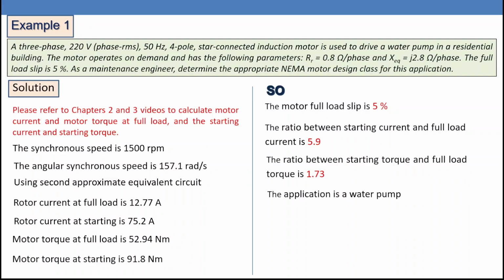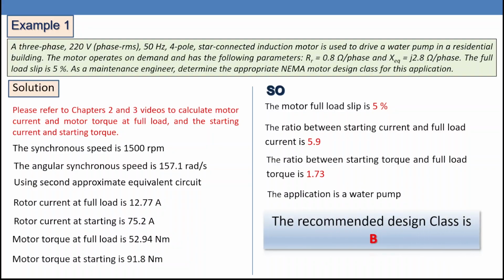The application is a water pump, and that one is in a residential area. So that one is on demand: on, off, on, off. So definitely Class A should be avoided. So the recommended design class should be Class B.